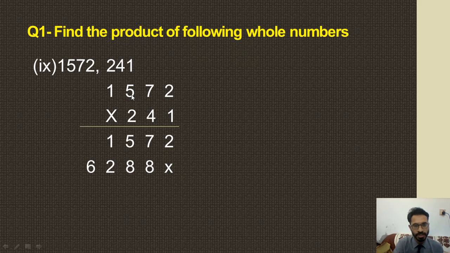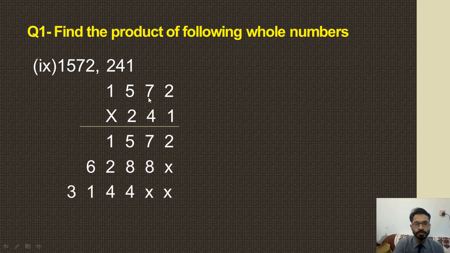4 5s are 20 and we will add 2 to 20. So 20 will become 22. From 22, 2 from the unit place will be written under 1 and we will carry 2 to the next number. 4 1s are 4 plus 2, 6, and we will write 6 on the left side.